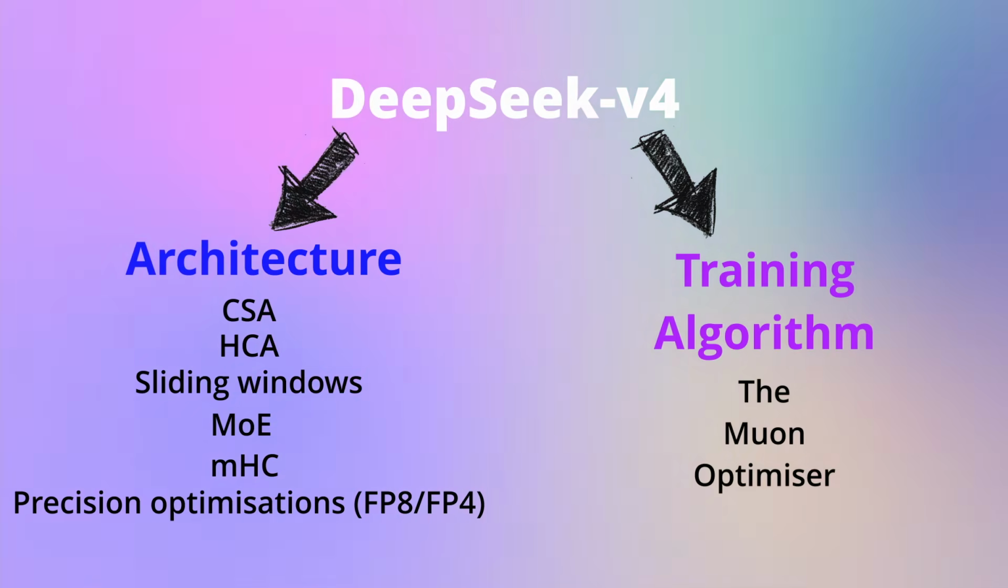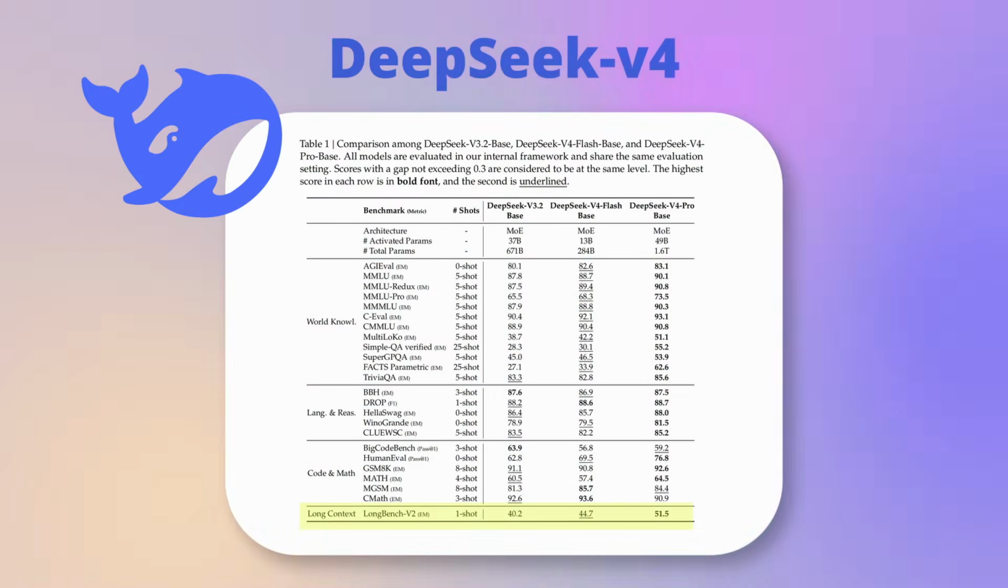All of this together means that when you feed in 1 million tokens, the model uses only about 10 to 27% of the flops and KV cache that a previous generation model like V3.2 would have needed.